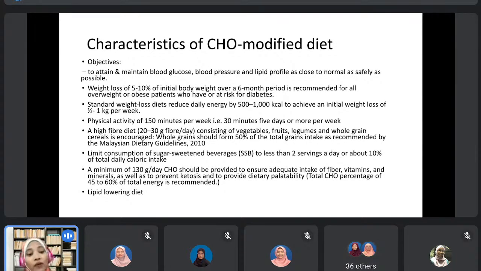Okay, and then the standard weight loss diet reduce the daily energy about 500 to 1,000, so that you could achieve an initial weight loss of about 0.5 to 1 kilogram per week. And then on top of that, perlu ada physical activity of 150 minutes per week, 5 sessions spread out in a week, high fiber diet, which is about 20 to 30 grams fiber. So it could come not only from the fruits and vegetables, okay, it should be more coming from the whole grain and also legumes. Okay, so kalau whole grains, it should form 50% of the total grains intake.